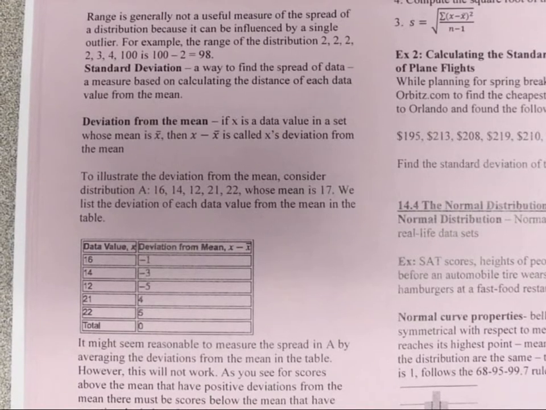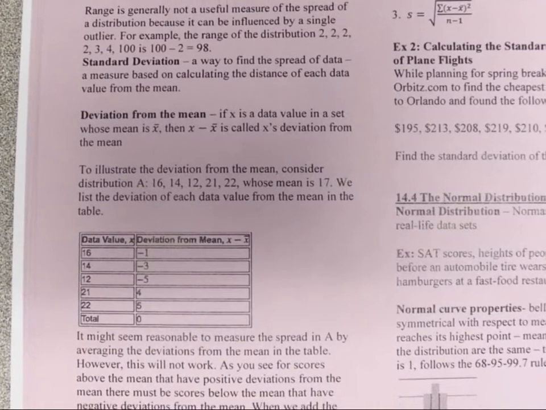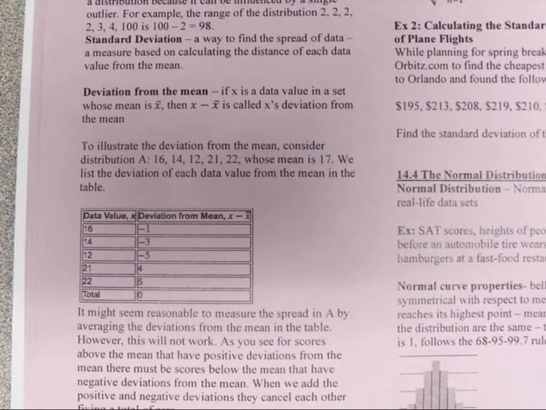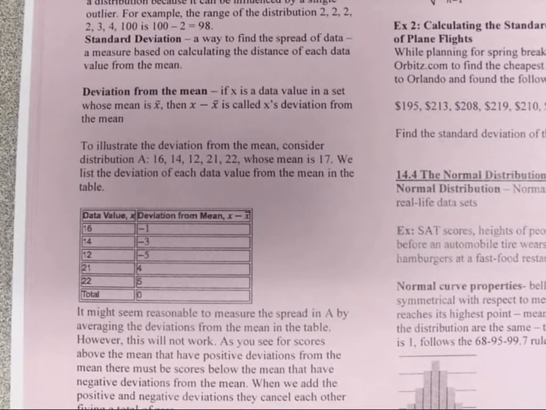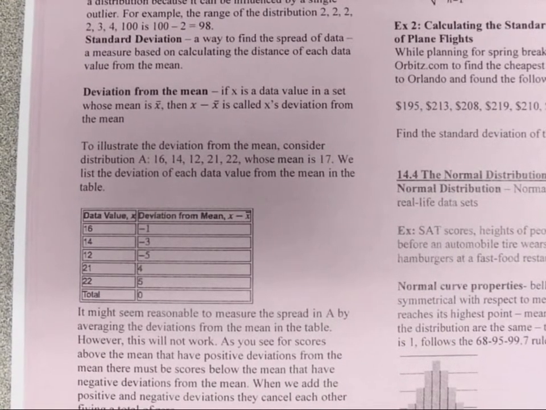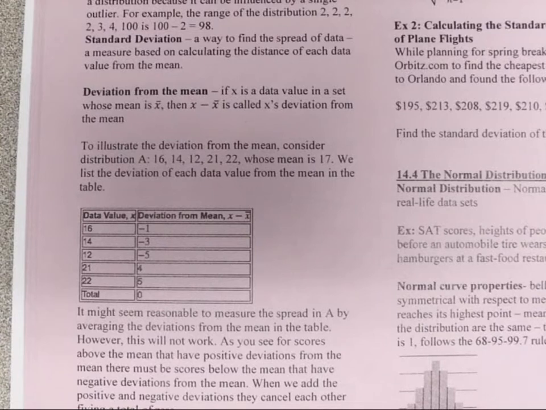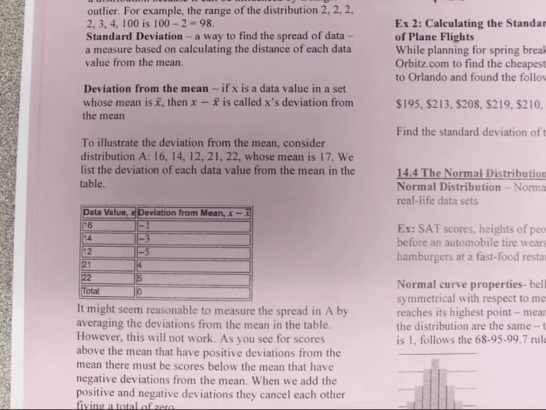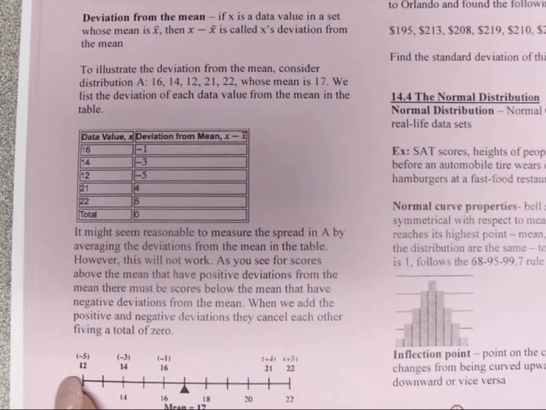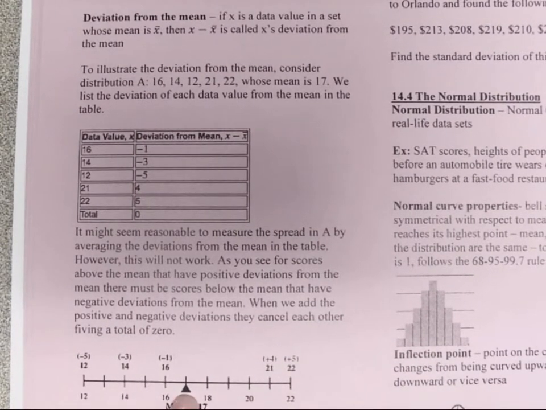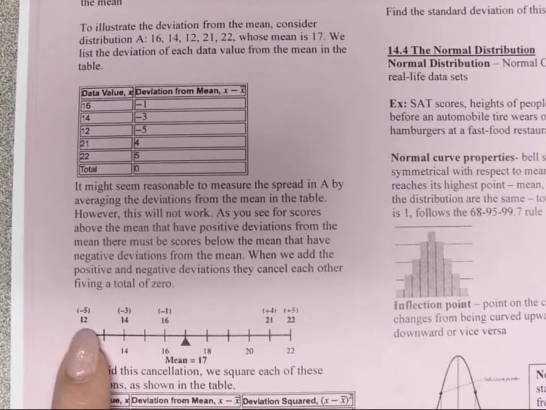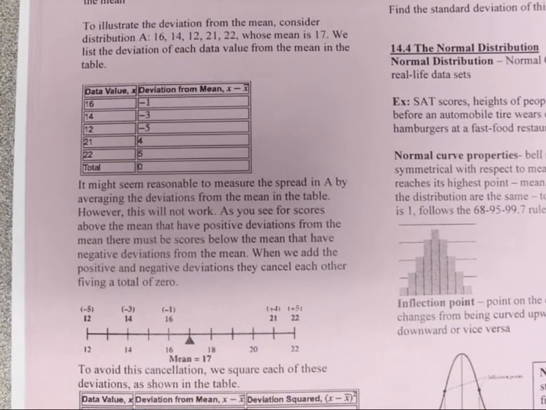It might seem reasonable to measure the spread in A by averaging the deviations from the mean in the table. However, that doesn't work. As you see, for scores above the mean that have positive deviations from the mean, there must be scores below the mean that have negative deviations from the mean. When we add them together, they'll cancel each other out, giving a total of 0. We can kind of see what's going on here. Here's our mean of our data, and here are the deviations away from it.